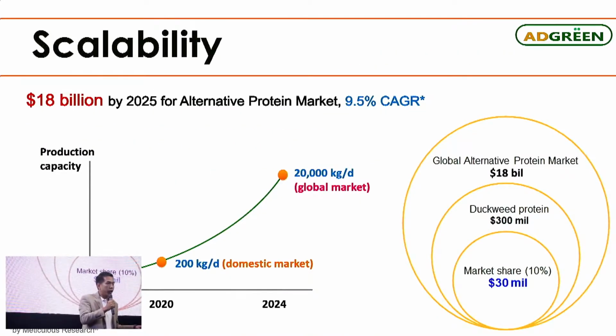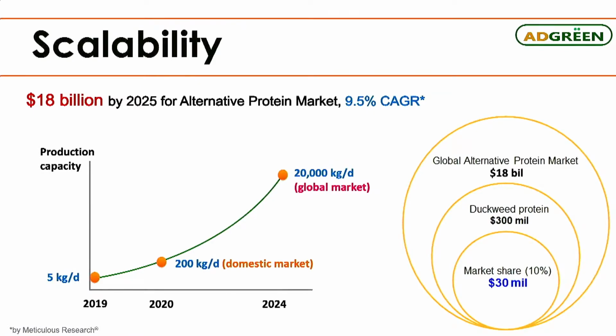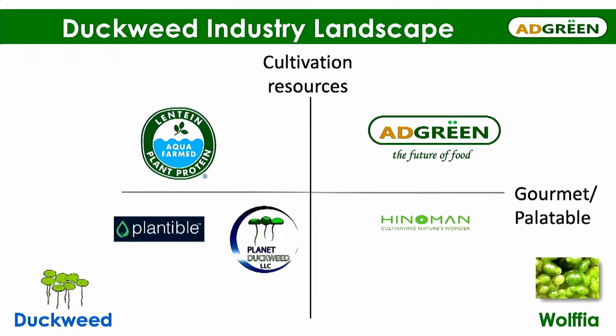We started last year. We were small, but now I think we are ready. We have technology to scale up, and we'd like to expand to our next site and to increase our production capacity to 200 kg a day. And of course, in 5 years, this thing can scale up very quickly. So we'd like to expand to 20 tons a day. That is equivalent to 10% of the market share of the duckweed industry, or $30 million a year in revenue.